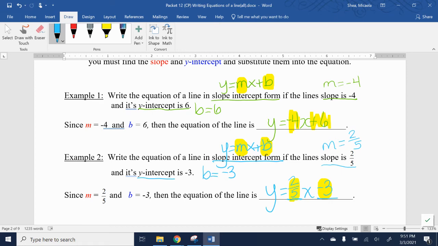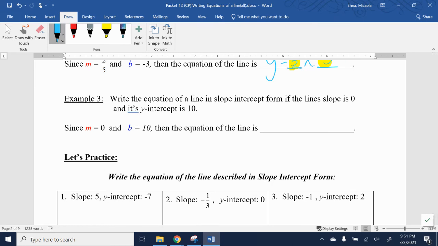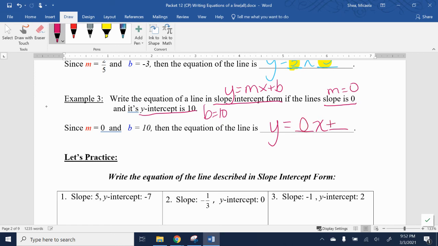Let's look at example number 3. Example number 3 says to write the equation of a line in slope-intercept form. So I have that y equals mx plus b. I know that when I go to write this, it's going to be y equals blank x blank. They tell us that the line's slope is 0. Remember, we said slope is m. So I have m is equal to 0, and its y-intercept is 10. So b is going to equal 10. So since m equals 0 and b equals 10, then the equation of the line is going to be 0x, and it's a positive 10, so we're going to write plus 10.